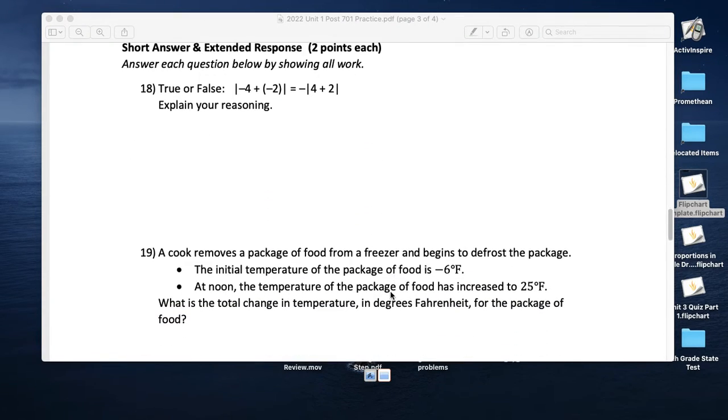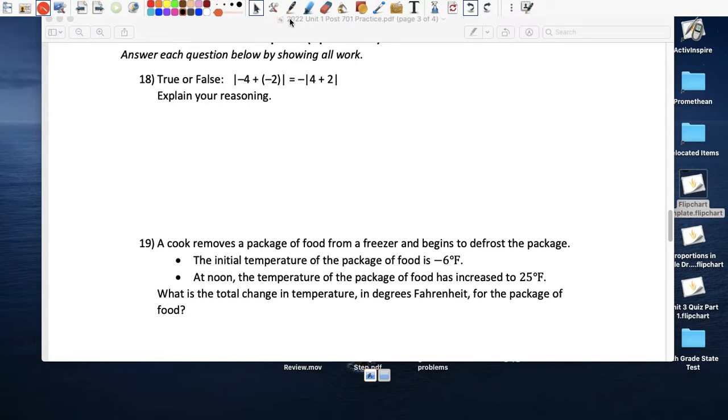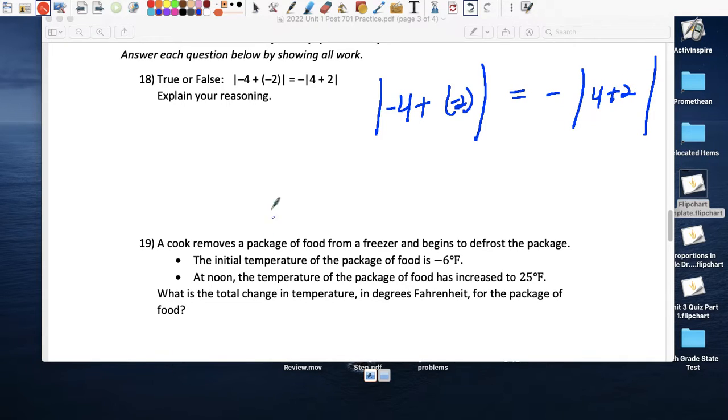18, true or false. Are they the same? So let me write it here a little bit. Negative 4 plus negative 2. Is that the same thing as this? Or are they different? That's the question. So let's figure out the left side first. Negative 4 plus negative 2 is negative 6. What's the absolute value of negative 6? The absolute value of negative 6 is 6. So this whole thing is 6.